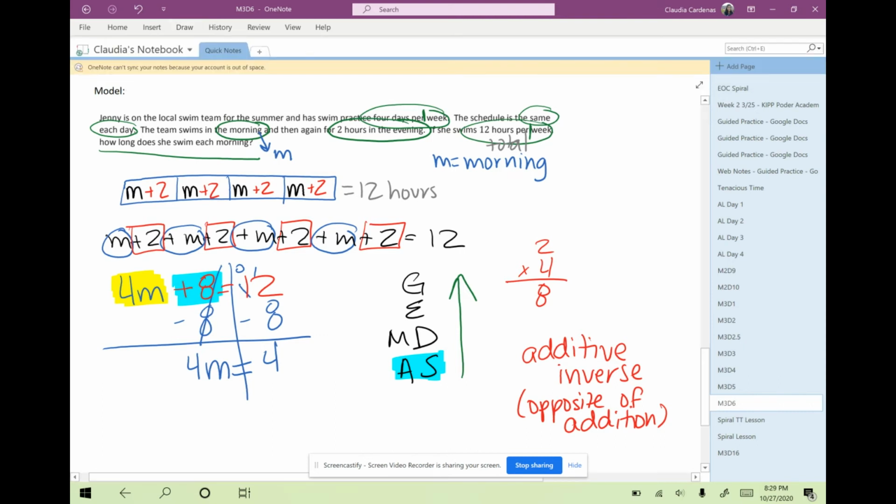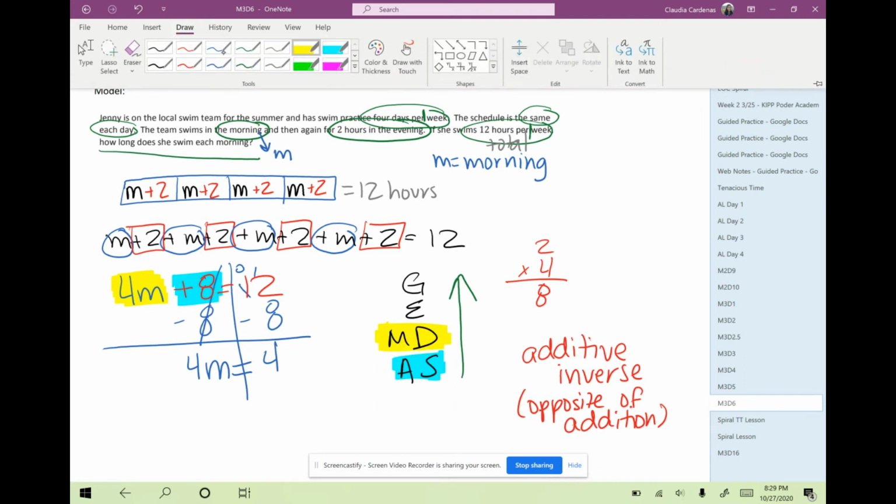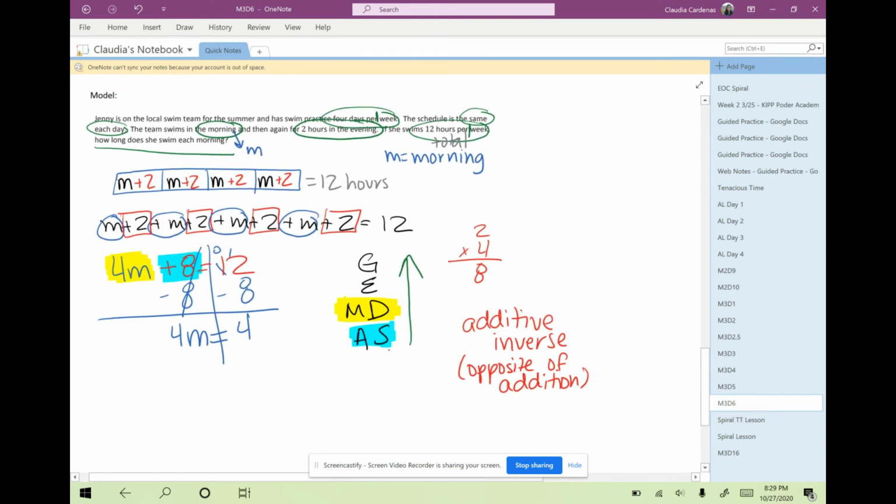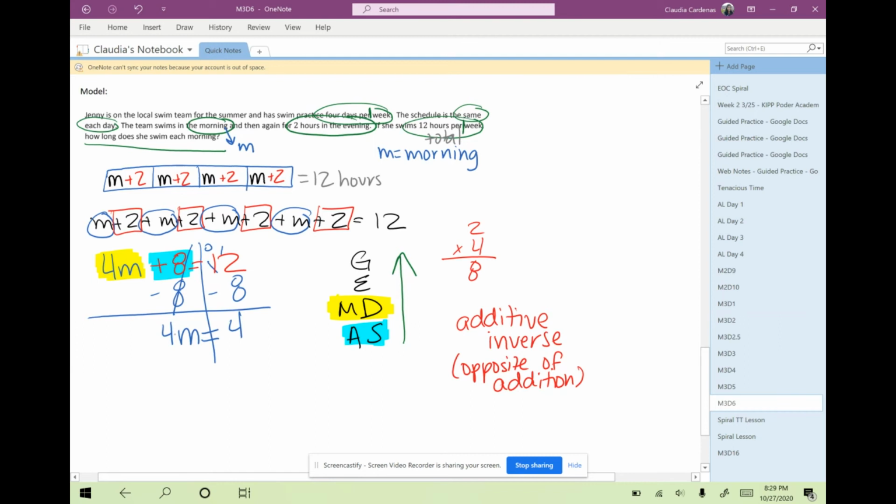Well, I'm going to look at my GEMDAS that I wrote, and I see that we would be looking for multiplication and division next, which I see here in 4 times m. Well, let's think about that now. What is the opposite of multiplying? So if 4 times m equals 4, right? Let's say we don't know what that number is, then we have to do the opposite or the multiplicative inverse, which is a fancy way of saying the opposite of multiplication, which we know is division.